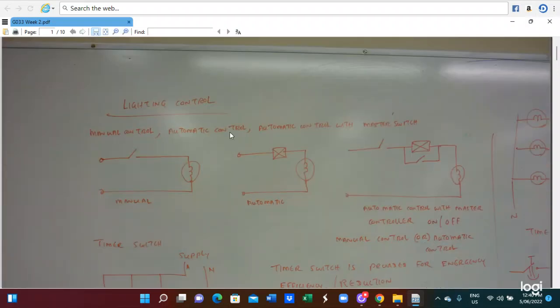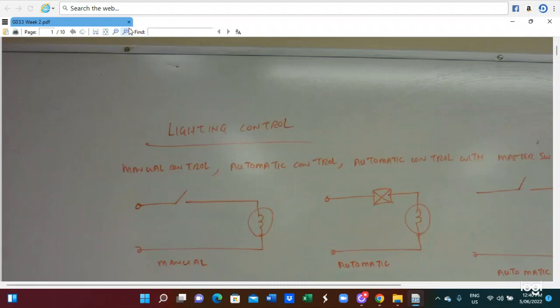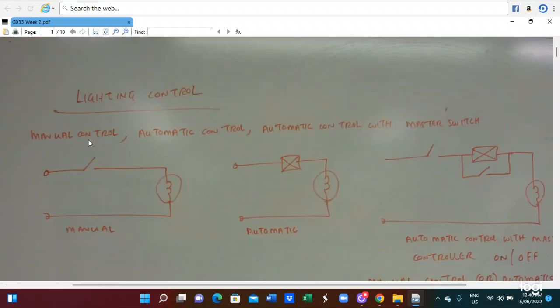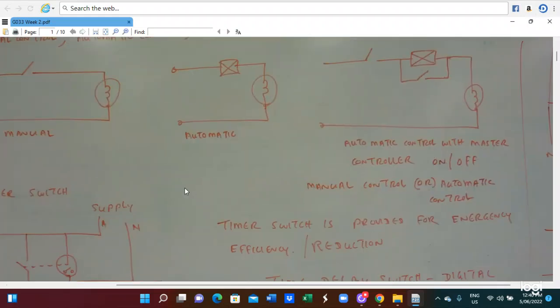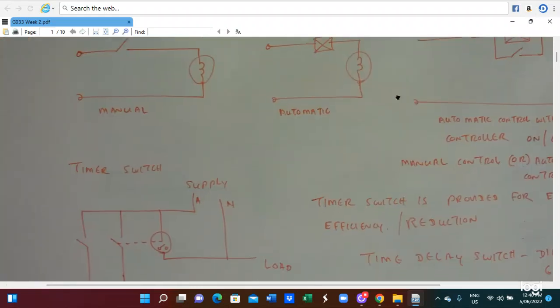So this is a lighting control system. Here you see there is manual control, and automatic control with a master switch. This is the manual control circuit diagram. This is automatic control with the master switch. Automatic control with the master controller is an on-off connection. When this one is on, it is manually controlled, and when this one is off, you can use automatic control.